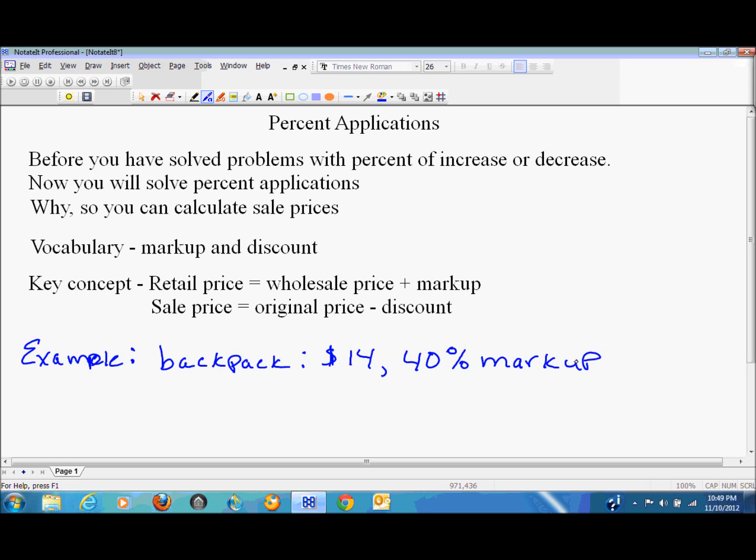Okay, so if they're giving it a 40% markup, now our job is to use two steps and try to find the retail price. Step one tells us that we first have to find the amount of the markup, not the percent, but the amount.